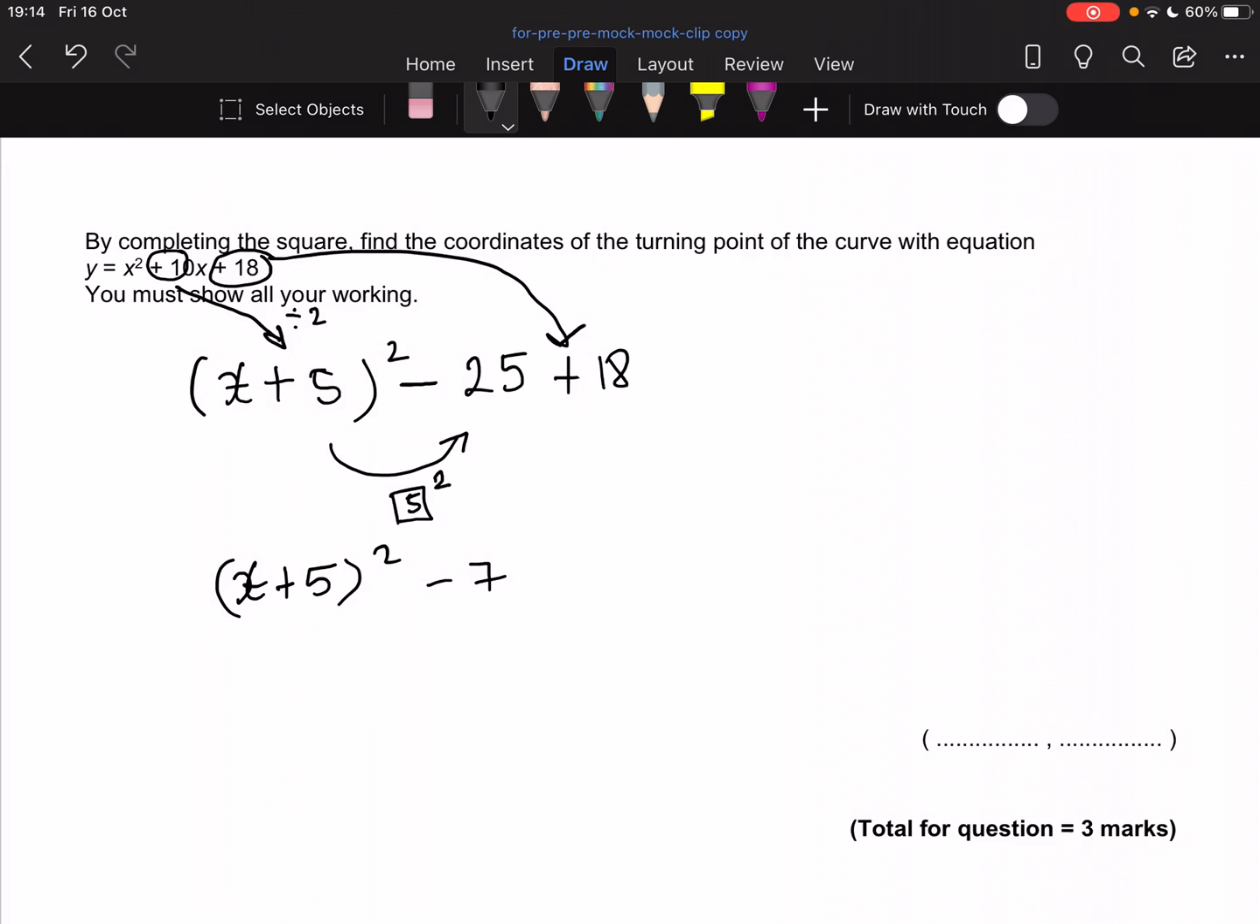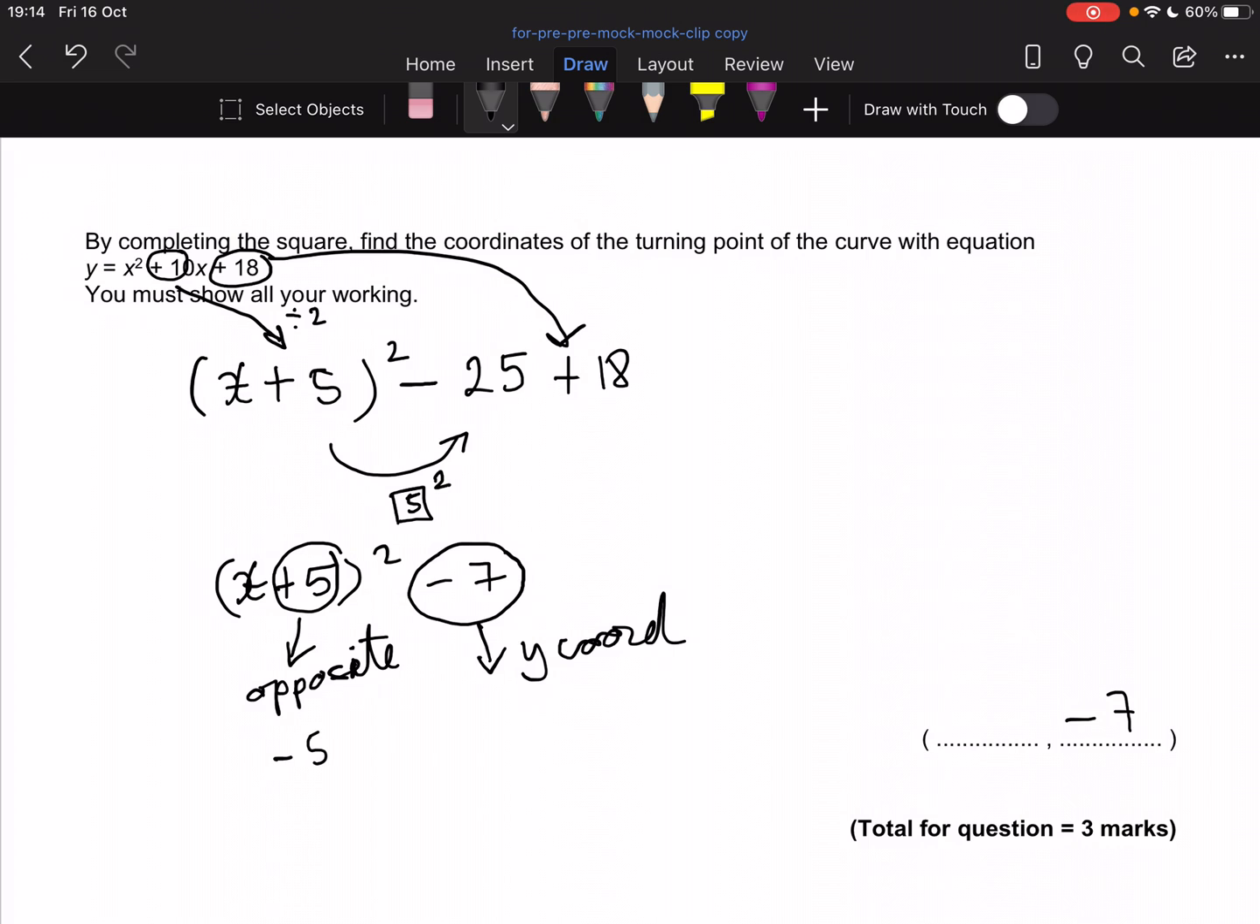Okay, so you guys know that the number outside the bracket is the y coordinate, so that's minus 7. And the opposite of the number inside the bracket is the x coordinate. And that happens because when you make that bracket equal to 0, so you'd say x plus 5 is equal to 0, and x would equal minus 5. So that's why we flip the sign.